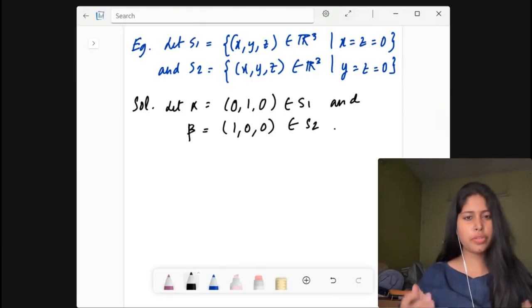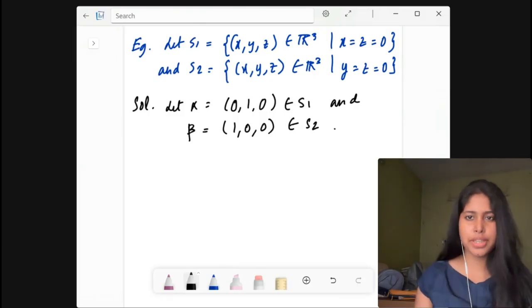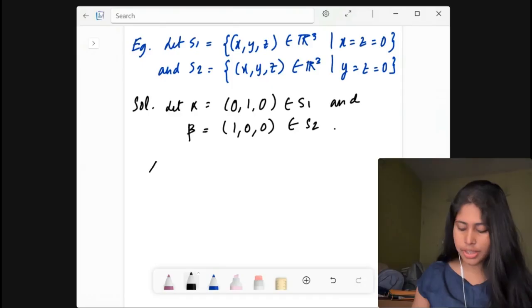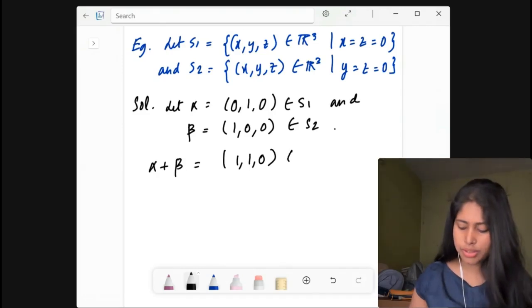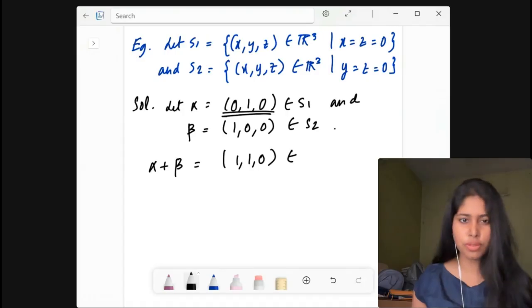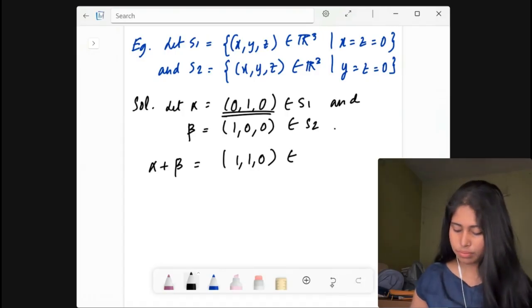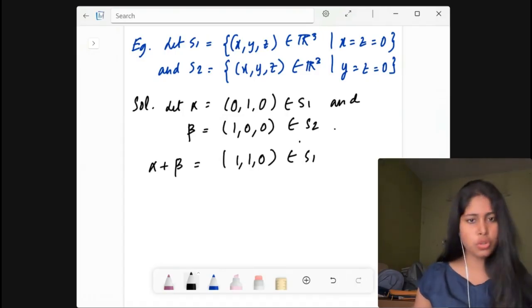All right, now we have considered two vectors alpha and beta, which we are taking from subspace 1 and subspace 2, right? Now see, if we do vector addition alpha plus beta, what do we get? (1, 1, 0), right? Now this does not belong to S1, right? Is this belonging to S1? No, as you can see. So this does not belong to S1.